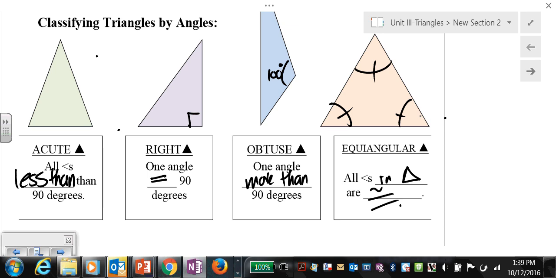And then equiangular. I love that word. Say equiangular. It makes you crunch your nose up. It's like impossible to say that without crunching your nose up. All the angles are equal. Okay, I'd like you to put a little star by these three.